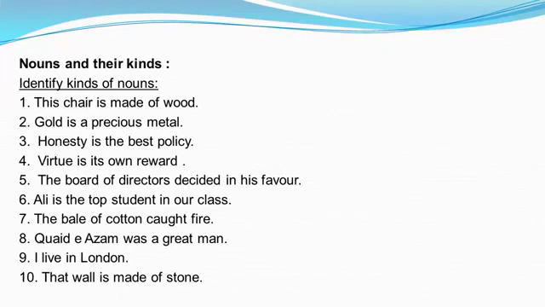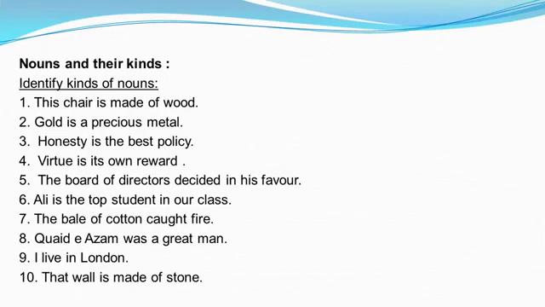Now, there is an exercise in front of you. Identify kinds of noun, and there are 10 sentences. Number one is, this chair is made of wood. Here wood is material noun. Gold is a precious metal. Here, gold is material noun. Honesty is the best policy. Here, honesty is abstract noun. Virtue is its own reward. Here, virtue is abstract noun.